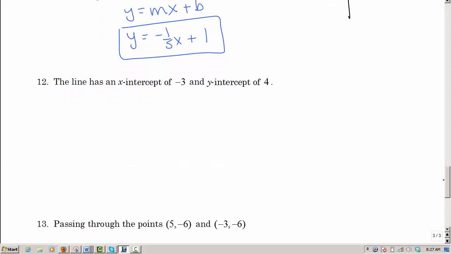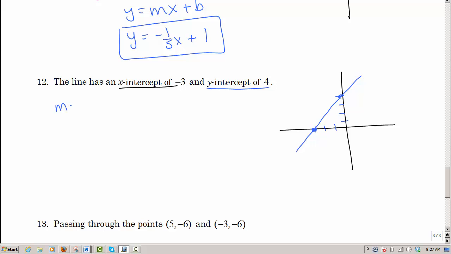Let's see if we can do it again on number 12. Has an x-intercept of -3 and a y-intercept of +4. And so I need to find the slope. So if I go from here to here, I have to go down and left. So I had to go down 1, 2, 3, 4. So that's -4. And I have to go left 1, 2, 3. So that's -3. And a negative over negative is a positive.